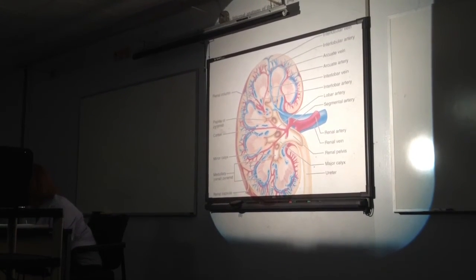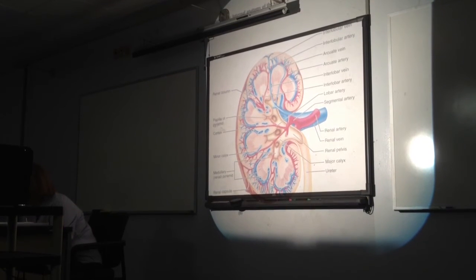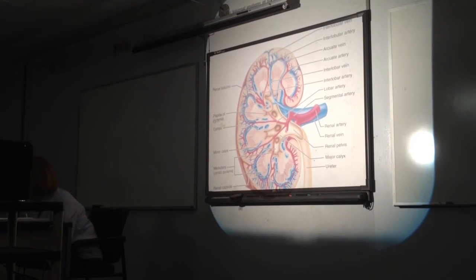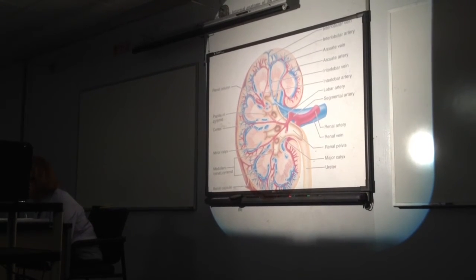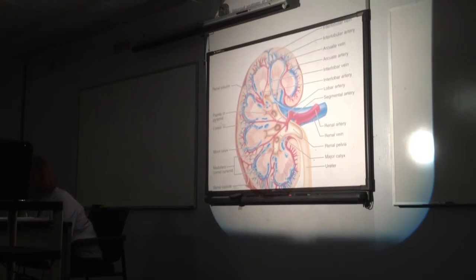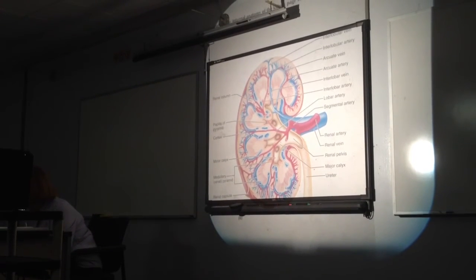The renal pyramids are cone-shaped, that's how they describe it, C-O-N-E. They are cone-shaped and found in the medulla.